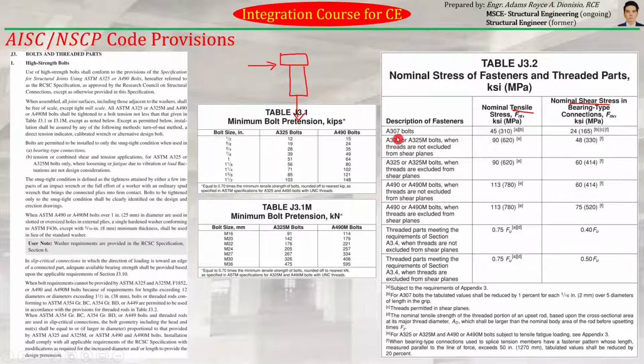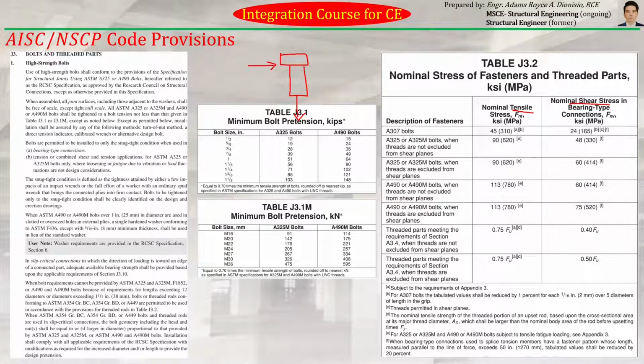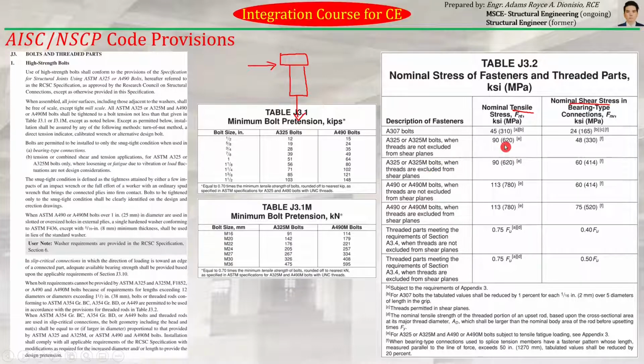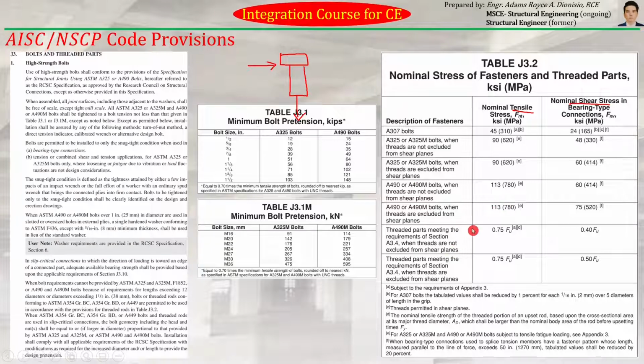Kung A307 bolt yung gamit natin, nominal tensile stress is 45 ksi or 310 megapascal. Yung naka-quantity, yun yung corresponding value niya in megapascal. Kung naka A325 ka naman, na not excluded yung threads from the shear plane, or kahit naman yung excluded, pareho lang yung nominal tensile stress, 90 ksi or 620 megapascal. Pag A490, 113 naman daw, and so on and so on.